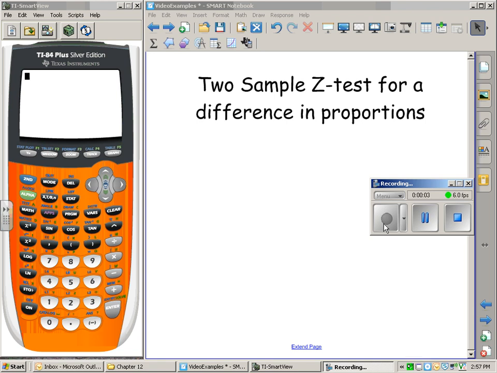Hello everyone, I'm going to show you how to do a two-sample z-test for a difference in proportions.